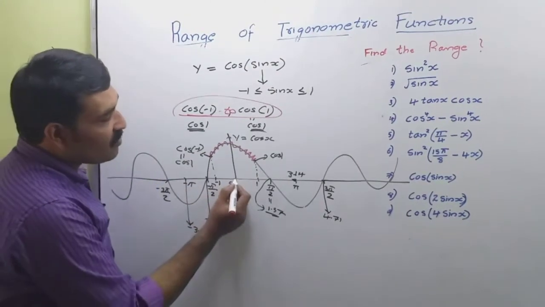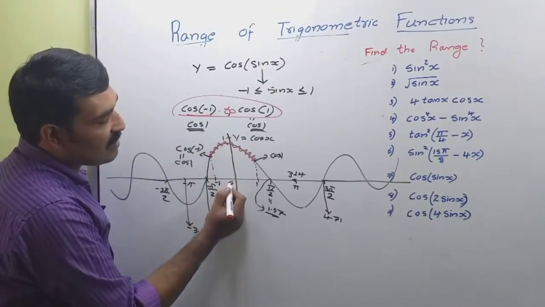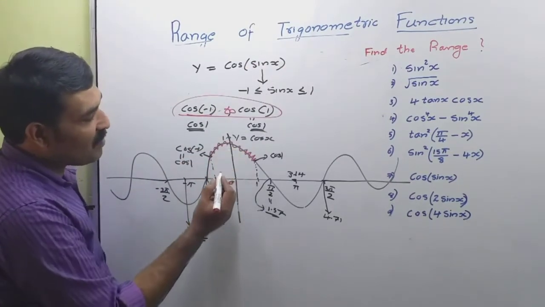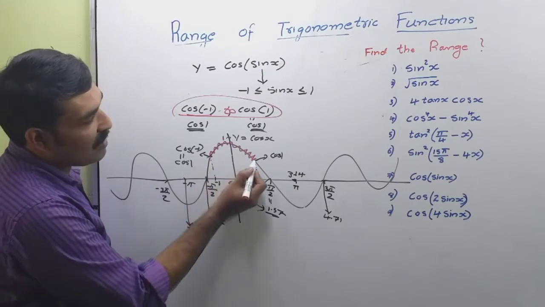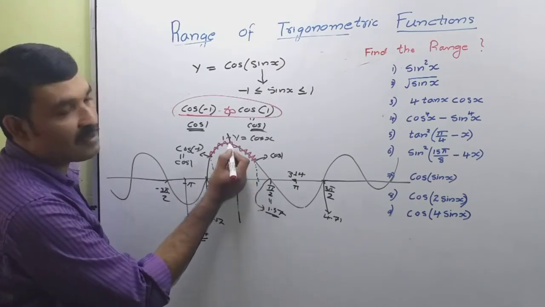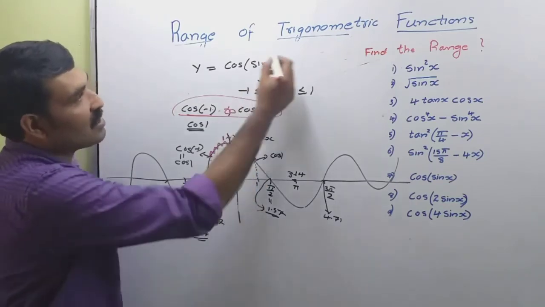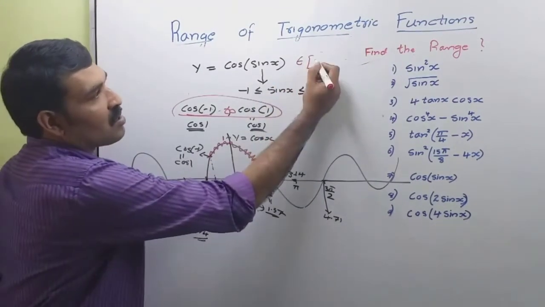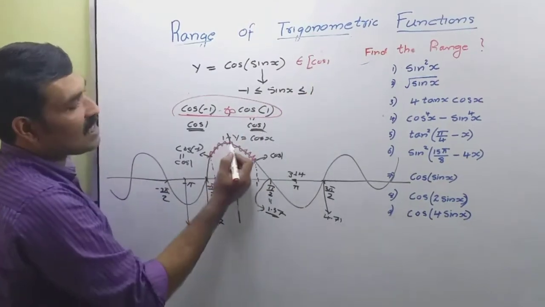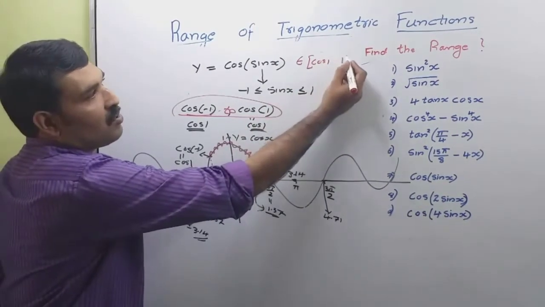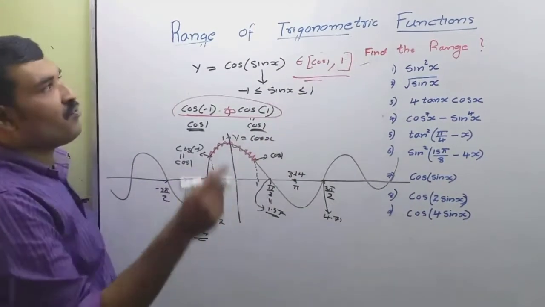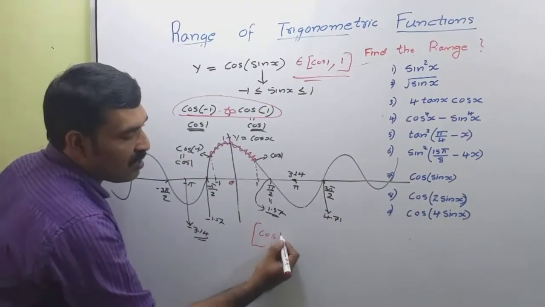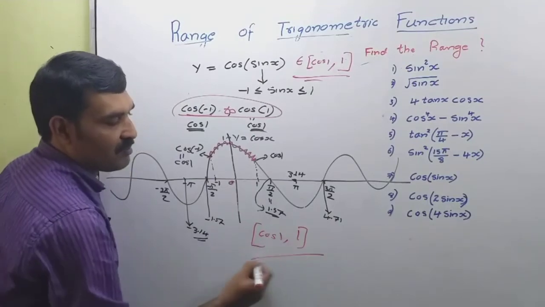The maximum value of this function is 1, when sin of x is equal to 0. The minimum value is cos 1 at this point. So this function belongs to the closed interval from cos 1 to 1. So the range of y is equal to cos of sin x is cos 1 to 1.